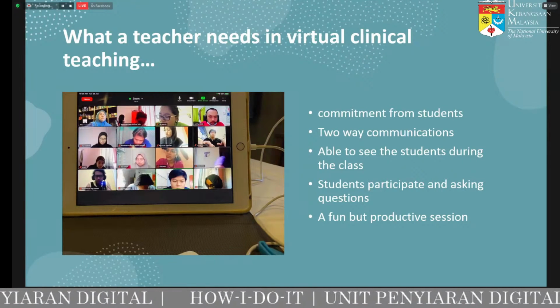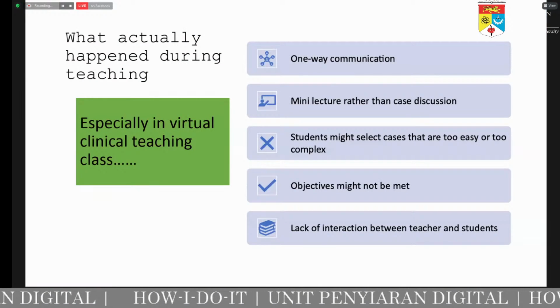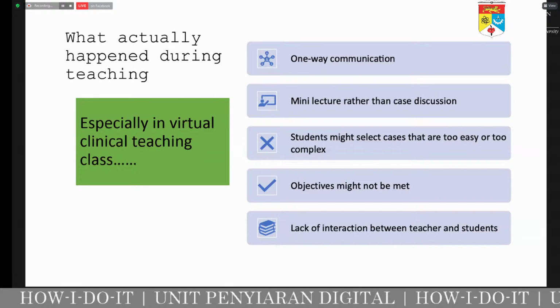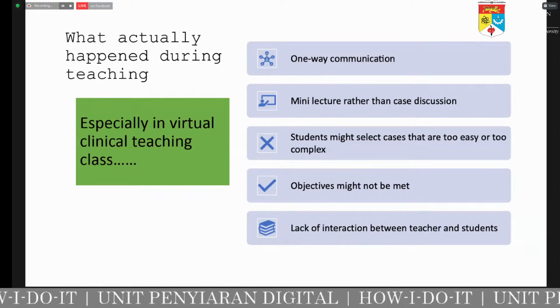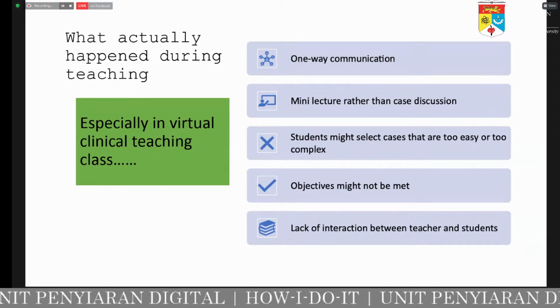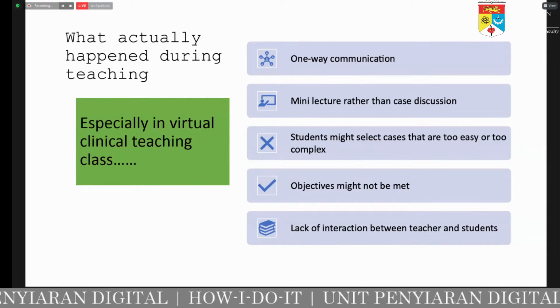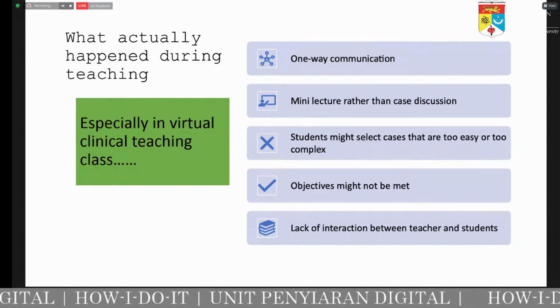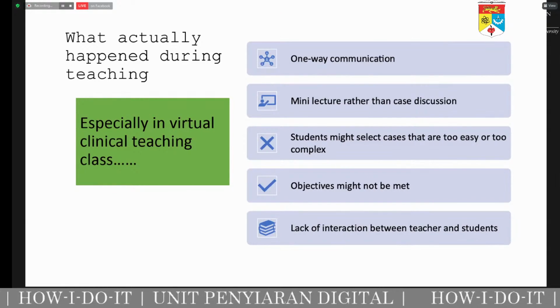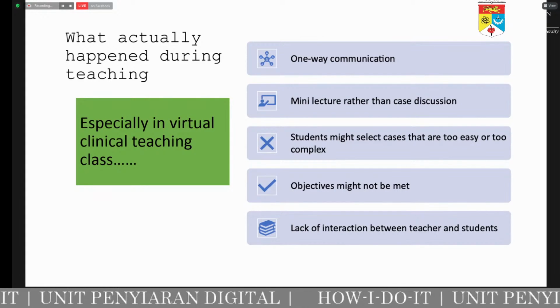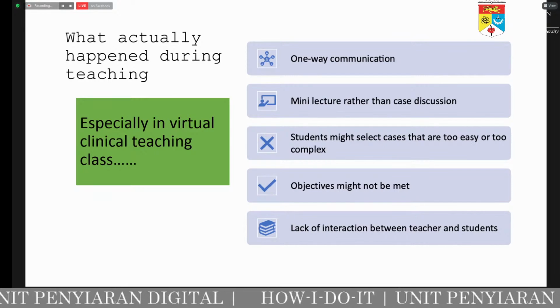The next one, I hope. What actually happens during clinical virtual class is one-way communication, a mini lecture rather than case discussion. What usually happens is that students might select cases that are too easy or too complex. The objective might not be met, and there would be a lack of interaction between teacher and student. So this is what happens between teacher and student.